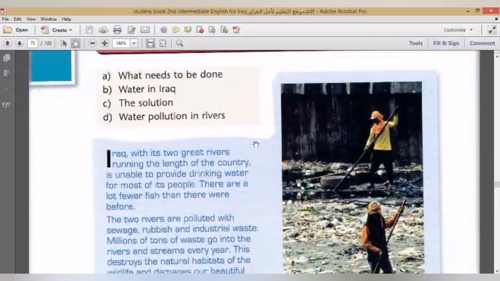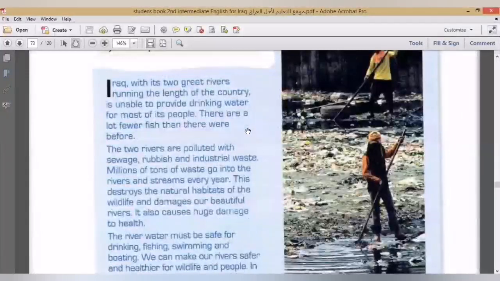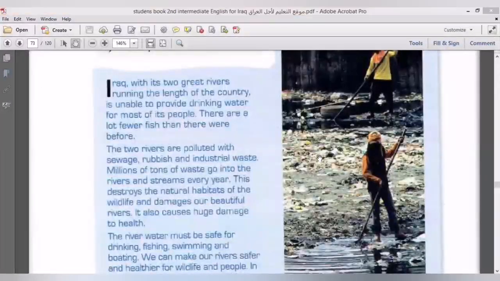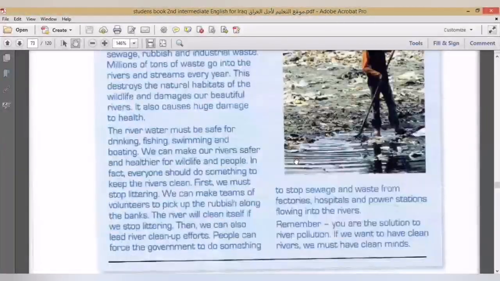So, which one of these paragraphs speaks about what needs to be done? Do you want me to read it again? Are you sleeping? I think you're sleeping. Okay, so Sidra Omar says the third one. So, according to Sidra Omar, the third paragraph of the text speaks about what needs to be done. And the heading of paragraph number three should be what needs to be done. Yes, you are right.